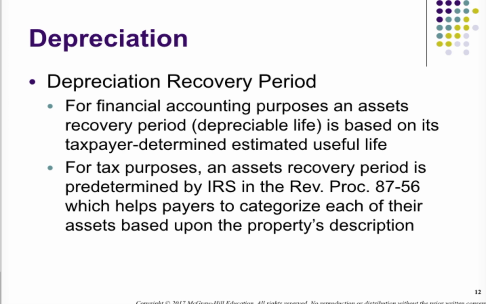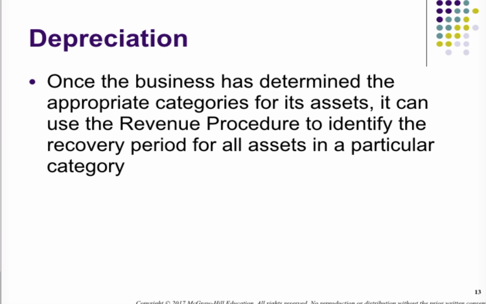Now, when we're trying to figure out what the recovery period is for tax purposes, all we have to do is look at Revenue Procedure 87-56, which helps you classify various types of assets into categories, and then gives you essentially the life of that asset for tax purposes. Again, once you figure out which category all the assets you're concerned with go in, then you just look at the revenue procedure and can see what the recovery period is for each of them.